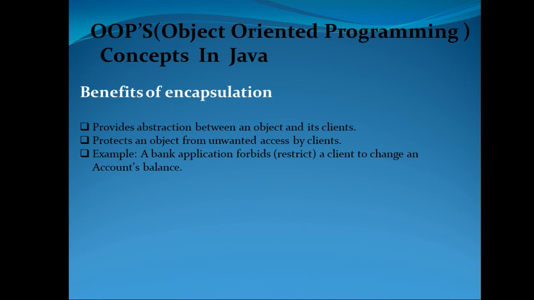So let's discuss the benefits of encapsulation. It provides abstraction between an object and its client, and protects an object from unwanted access by clients. For example, a bank application forbids a client from changing an account balance.